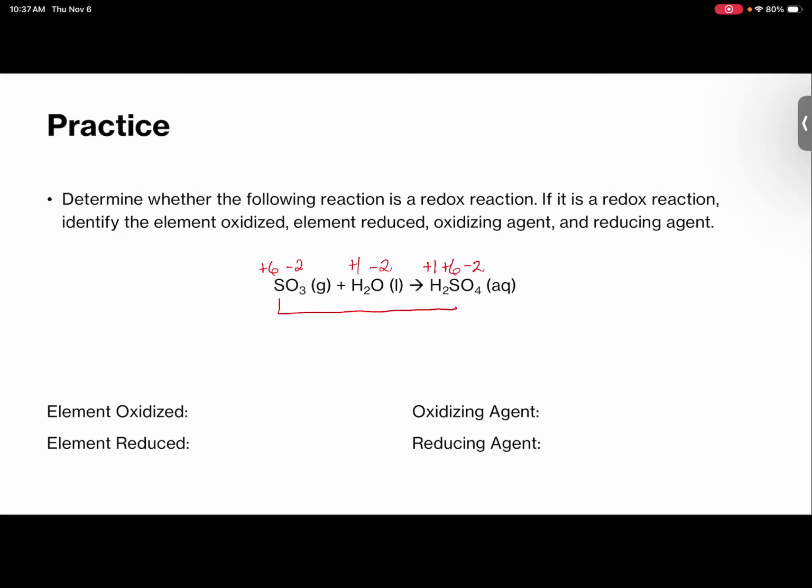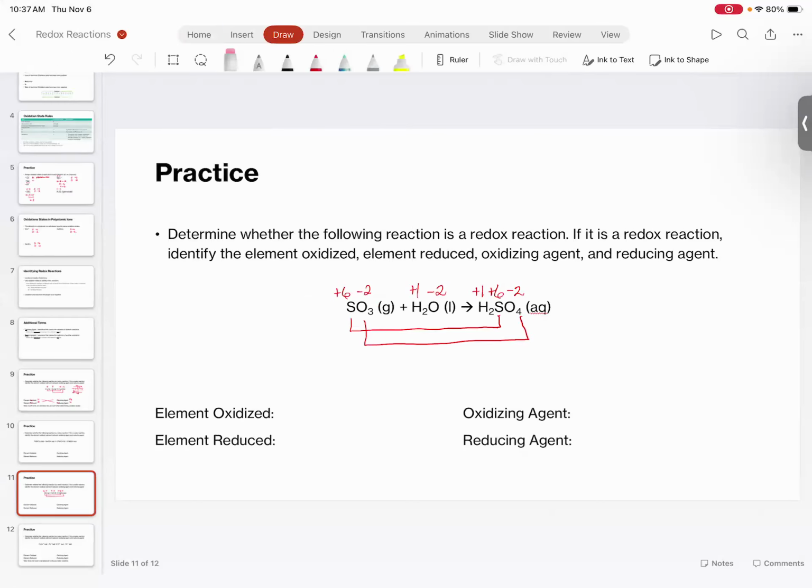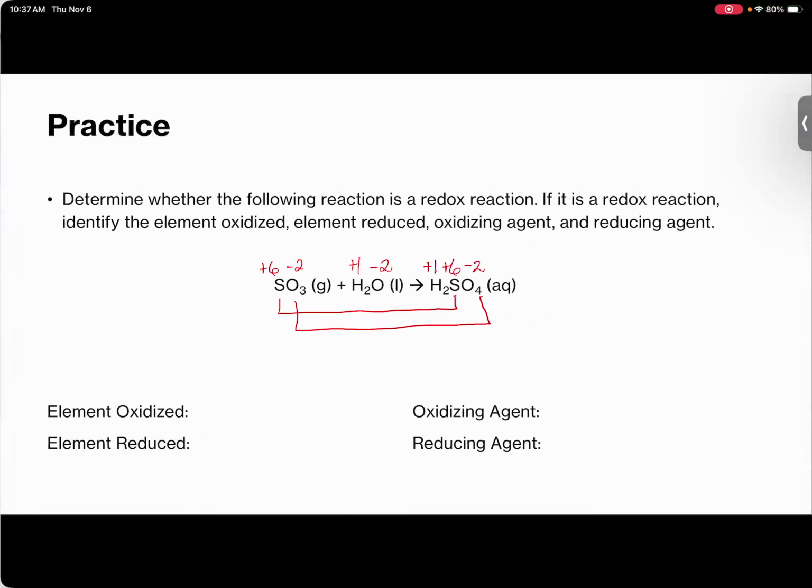Sulfur did not undergo a change. Oxygens did not undergo a change. Hydrogen did not undergo a change. This is not a redox reaction. Because in order for it to be a redox reaction, somebody has to undergo a change in their oxidation state.